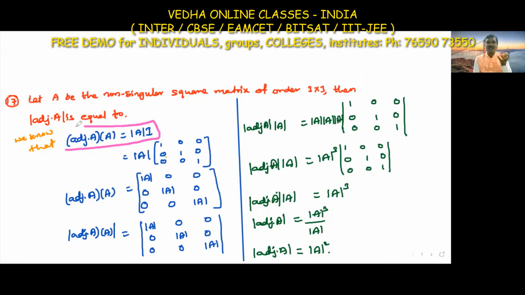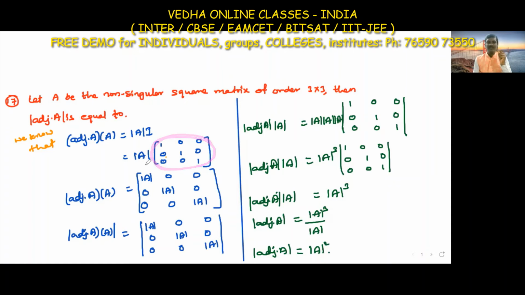Okay, so what is the formula here? This is the formula: adjoint A into A, or A into adjoint A, is equal to det A into I. Det A into I, or I_n, I2, I3. Here it is equal to I3. Now here det A I am writing as it is, and I is the identity matrix, which means 1 0 0, 0 1 0, 0 0 1.